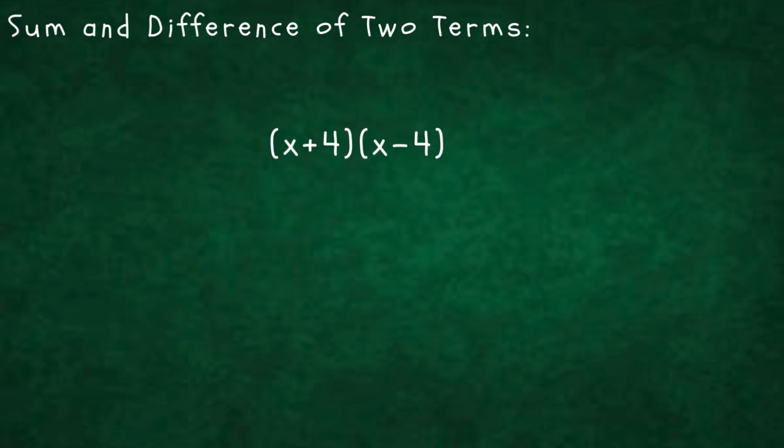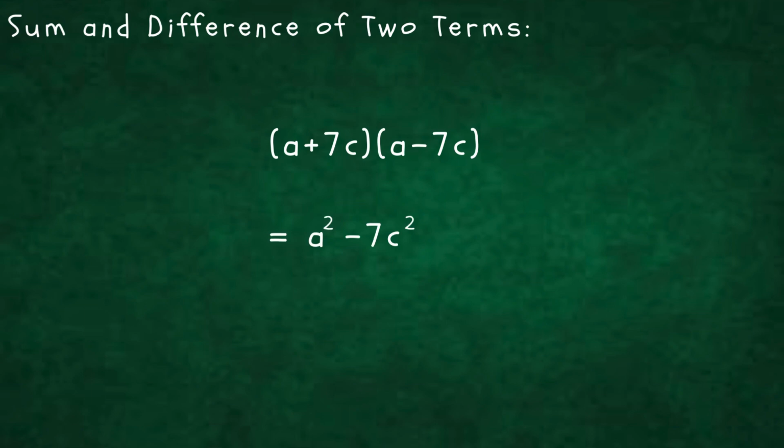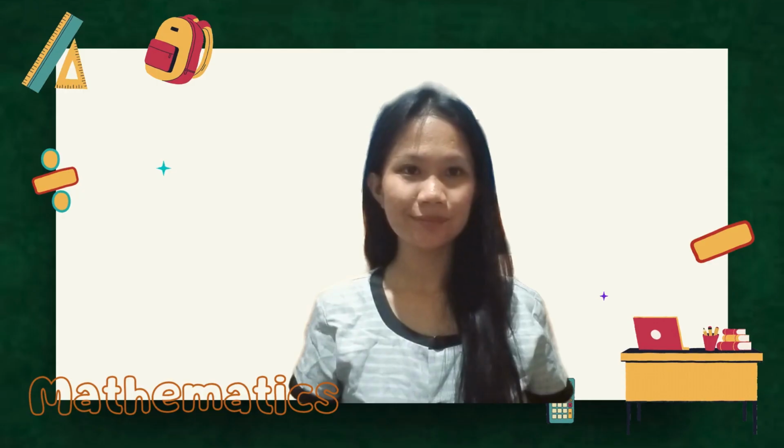Let's take this expression as an example. (x + 4)(x − 4). So that will be x squared minus 4 squared. That will give us the answer as x squared minus 16. Let's have another example. (a + 7c)(a − 7c). That will be a squared minus (7c) squared. That is equal to a squared minus 49c.